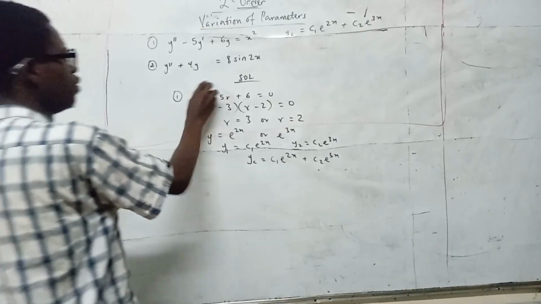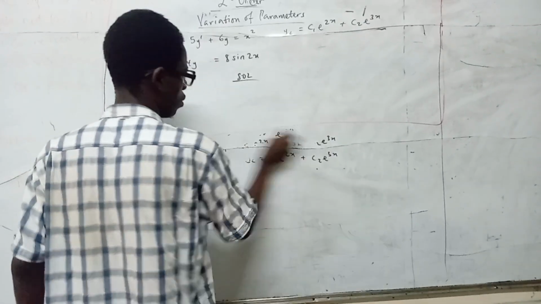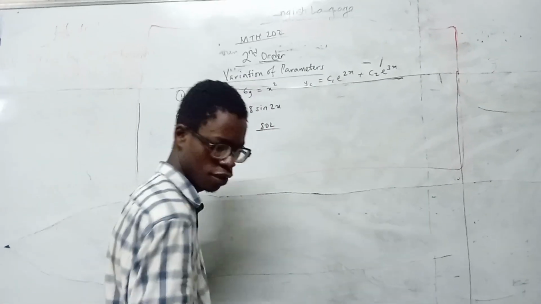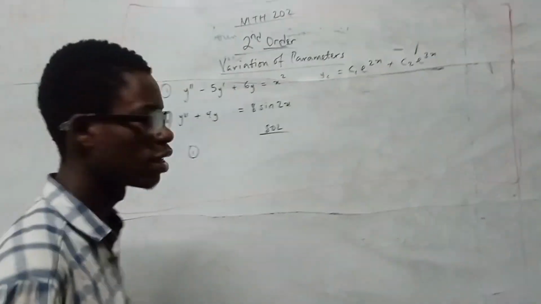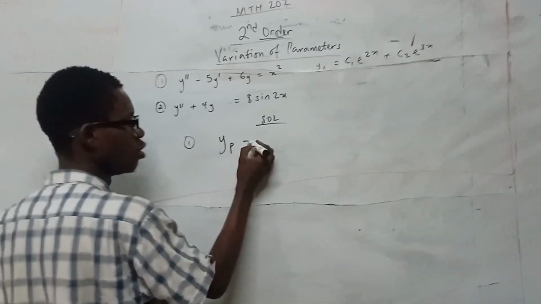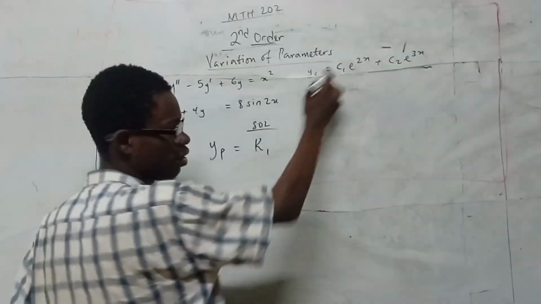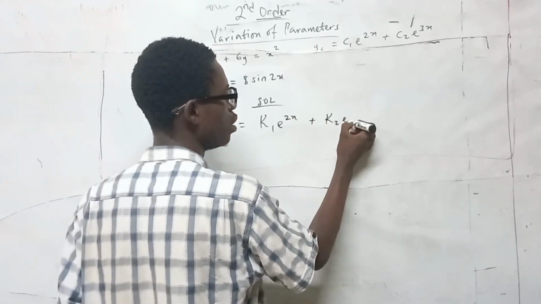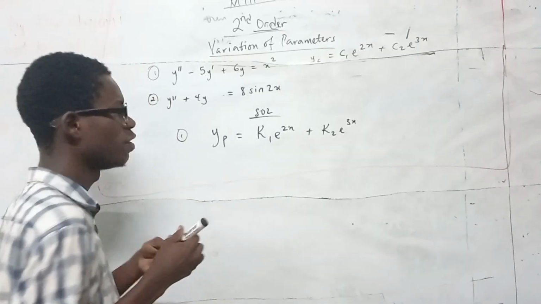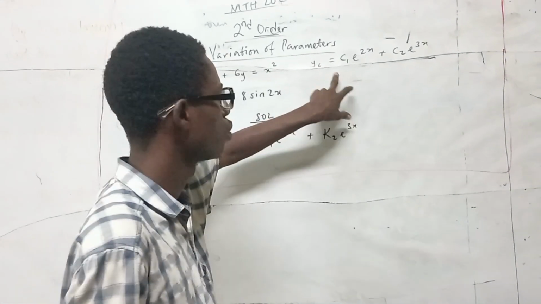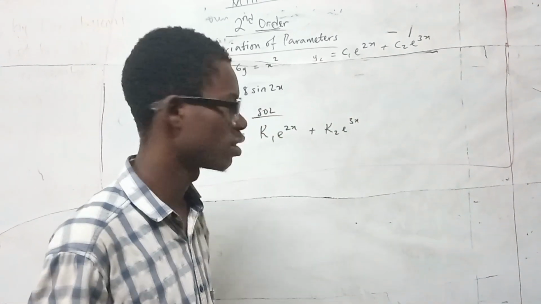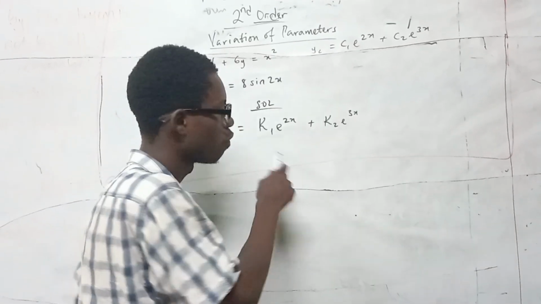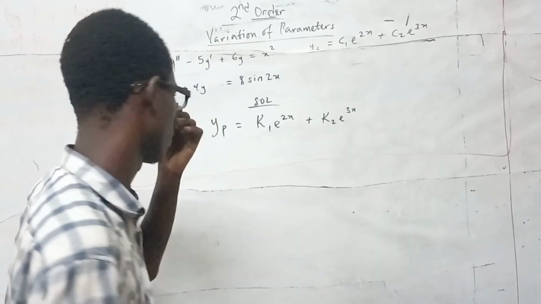So the method of variation of parameters says that for anything like this, we can use our yp to be K1, instead of writing C1, we write K1 e raised to power 2x plus K2 e raised to power 3x. But the only difference here is that in our complementary solution, C1 and C2 are arbitrary constants. But in this y particular, K1 and K2 are not arbitrary constants. They are also functions of x.